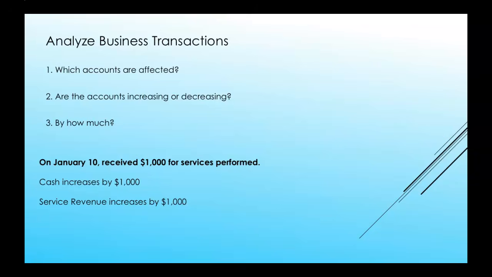So a quick example. On January 10th, you received $1,000 for services performed. So which accounts are being affected? Your cash and your service revenue are both affected here because we are receiving cash and we performed services. Now, are they increasing or decreasing? Well, our cash is increasing because we are getting money, and our service revenue is also increasing because whenever we perform services, our revenues increase. And by how much? That's just that $1,000.